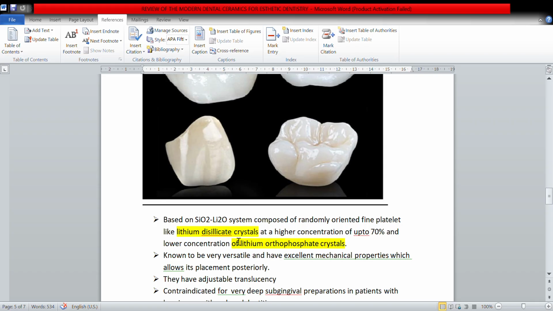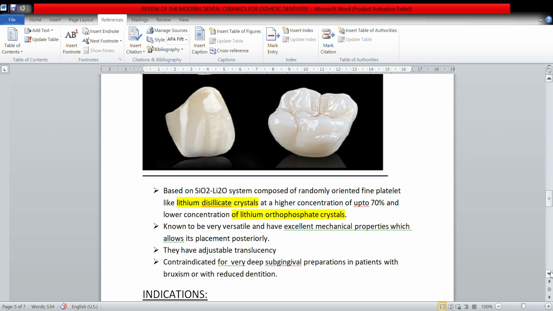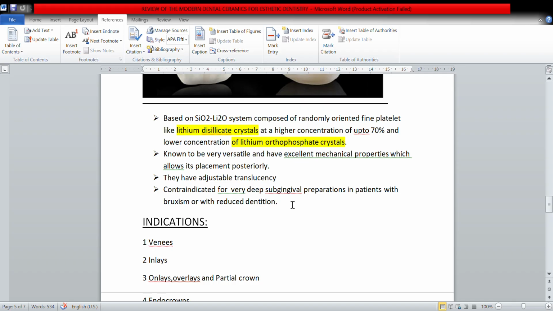They are known to be versatile in nature because they have excellent mechanical properties and are also aesthetically superior, which allows their placement posteriorly. They can be used in posterior areas. They have adjustable translucency, but they are contraindicated for very deep subgingival preparations, in patients with bruxism, and with a reduced dentition. They cannot be used.